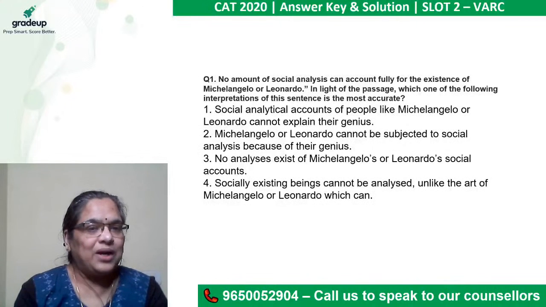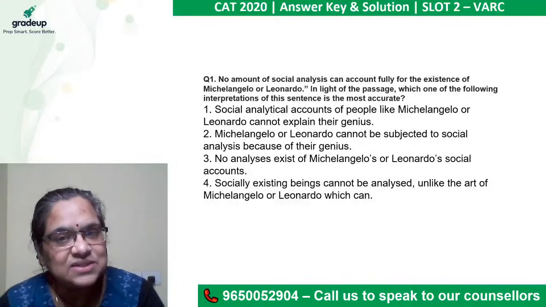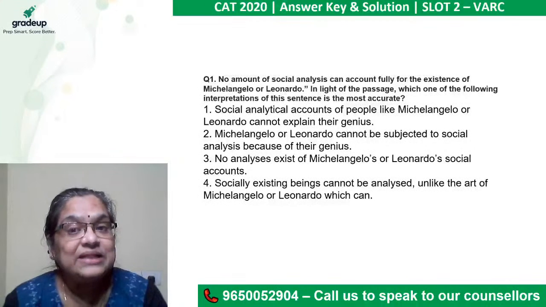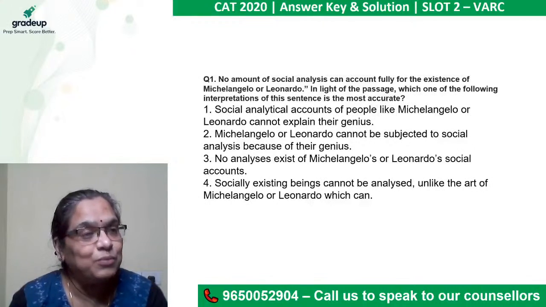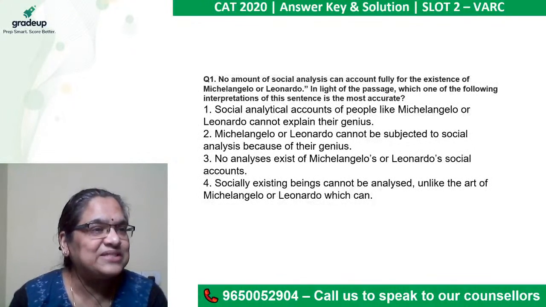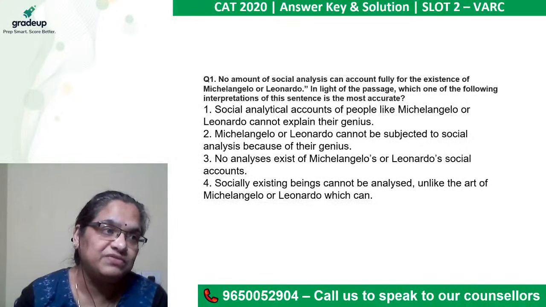All right, question 1. Remember this question. No amount of social analysis can account fully for the existence of Michelangelo or Leonardo. In the light of the passage, which one of the following interpretations of this sentence is the most accurate? You didn't need the light of the passage. It's a literal interpretation of the sentence that you wanted for this question.